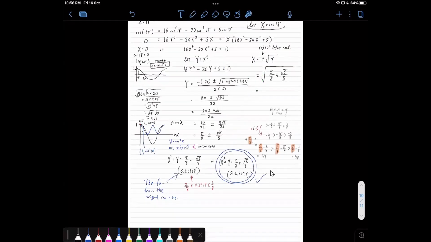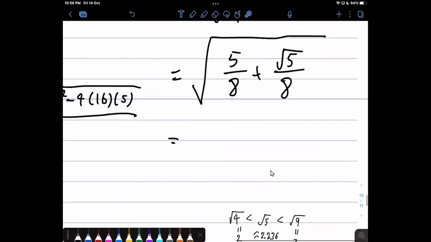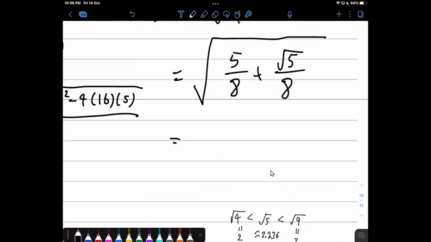X squared equals y, equals this fellow. And then we want to solve for x, which is cosine 18 degrees, so we take the square root. Is it okay so far? Now let's see what we can do. It's a fraction plus fraction. The denominator is the same, so we can just write it as a single fraction, 5 plus root 5, square root. Then you just split the square root on top and the square root on the bottom. Is that okay so far?